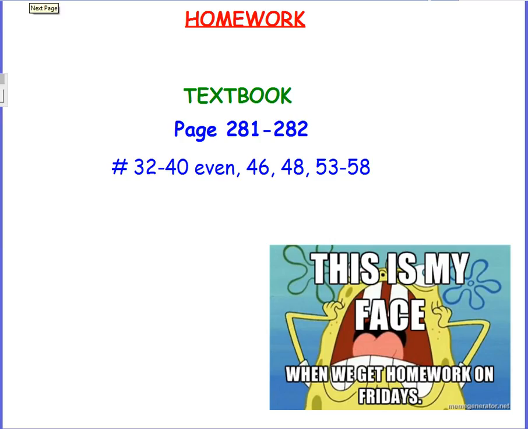We'll look at that. Tonight's homework is this. They're even problems, so we will have some posted homework answers for you.